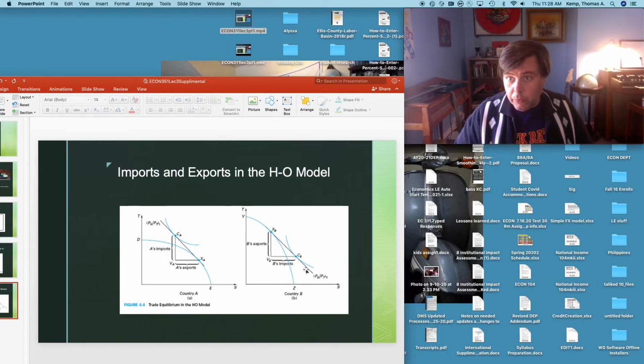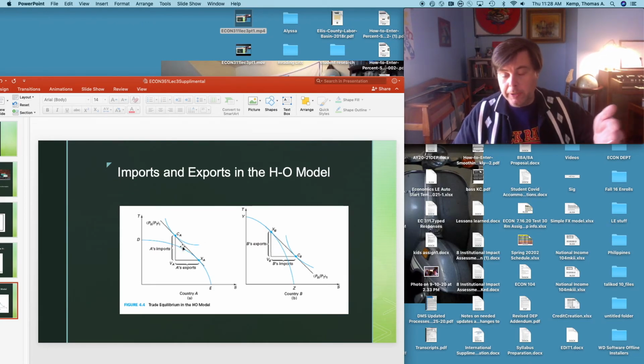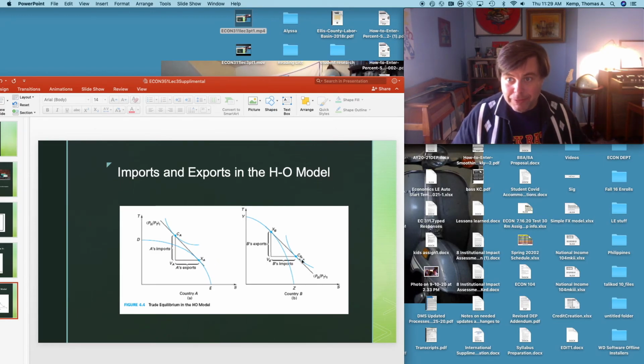Country B on the right-hand side over here is exporting the vertical distance, which corresponds to what? Those imports, right? These exports are those imports. They're the same stuff, right? This is when they go on the ship. This is when they come off the ship. Okay, and same here. This is when they go on the ship, and this is when they come off the ship. Okay, so it's the same stuff, right?